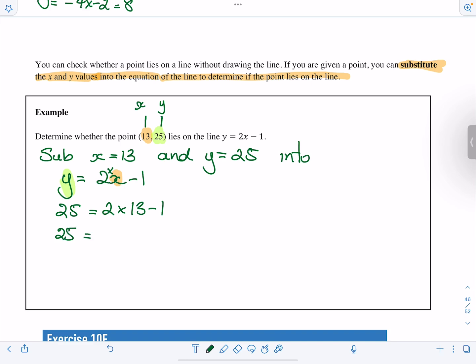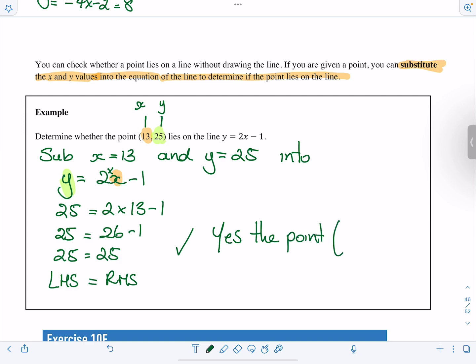That stays as 25. Now you need to make sure, so then what you do is you work out this answer, which is 26 minus 1, and what you'll notice is that equals 25. So here we say the left-hand side is equal to the right-hand side. Now when that's the case, we say yes, the point 13 over to 25 lies on the line. Okay? So this has to be true.